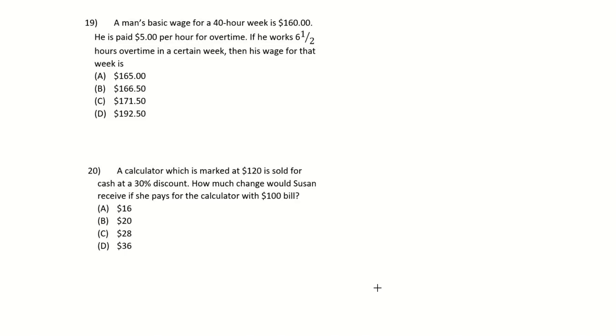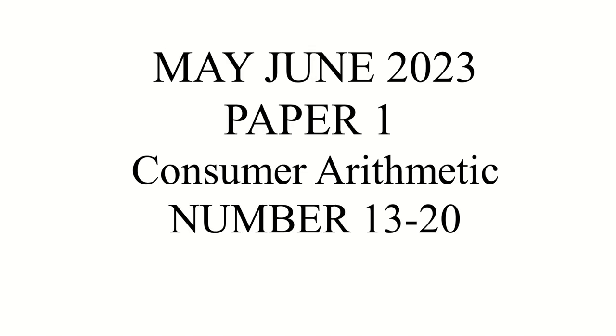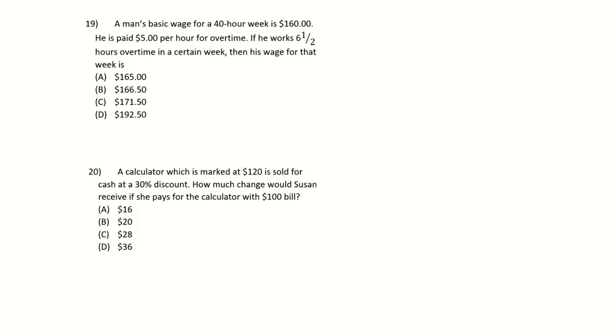A man's basic wage is 40 hours for the week, 160. He's paid 5. Well, now they changed this up a little bit. They told you how much he's earning for the hour. If he works 6.5 hours overtime in a certain week, his wage for that week is. Now, if you guys remembered, right? It was $192.50, right? But I guess we could work it out if you want.